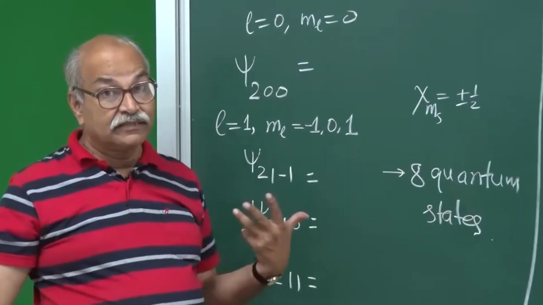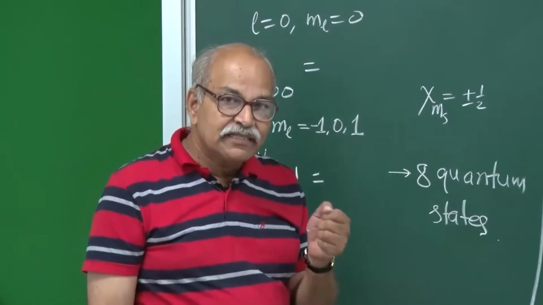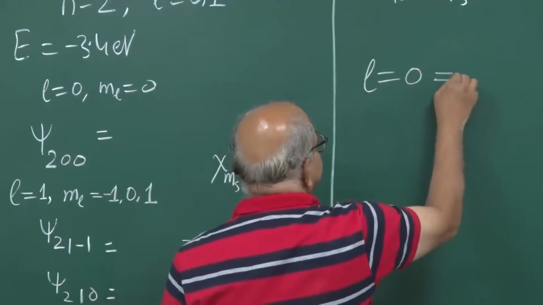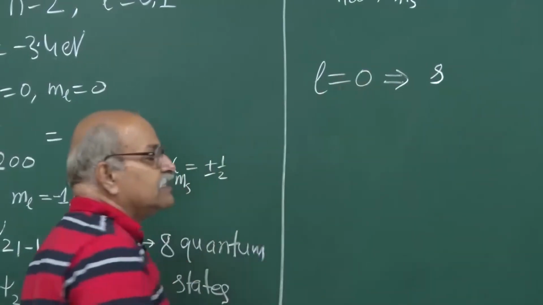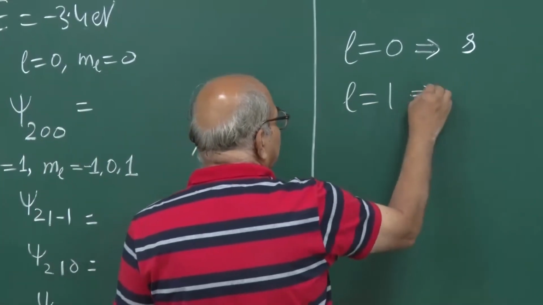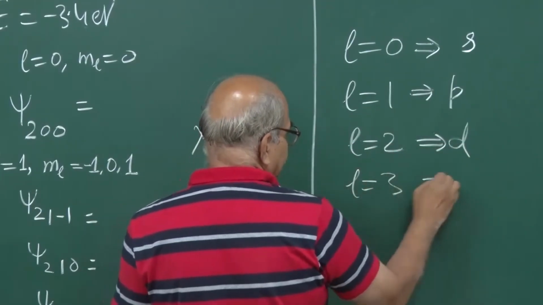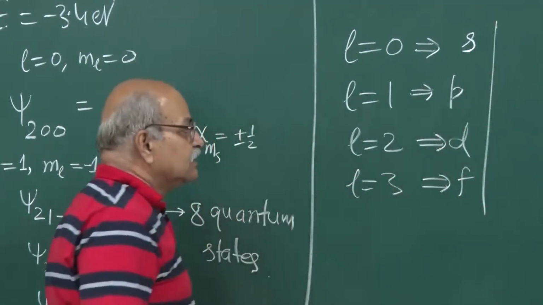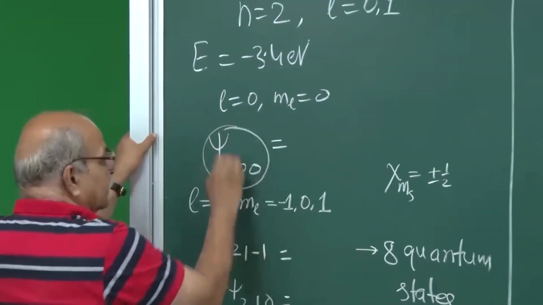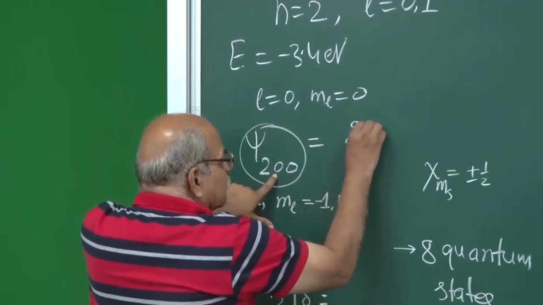Likewise things will happen. Now let me also tell you a special kind of nomenclature that people use. This L is equal to 0 is called S. L equal to 1 is called P. L is equal to 2 is called D. L is equal to 3 is called F. S, P, D, F. So if I have this state here, n is equal to 2 and L is equal to 0, this will be called 2s state.